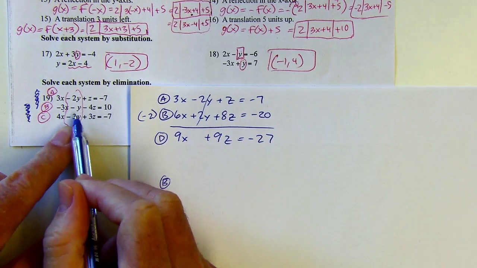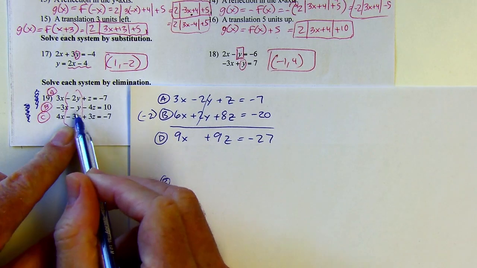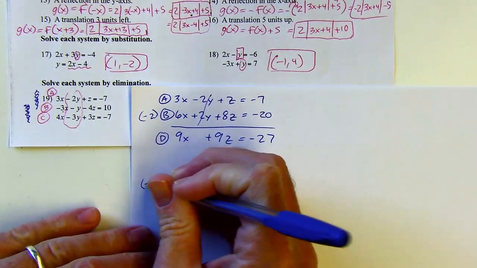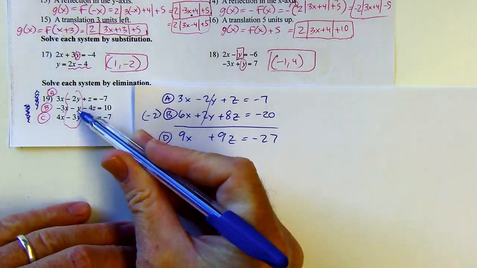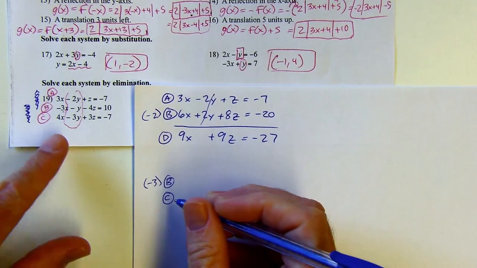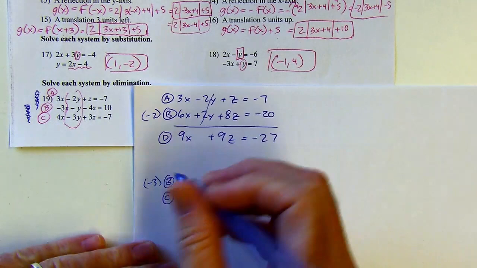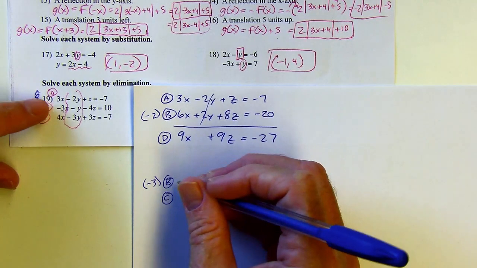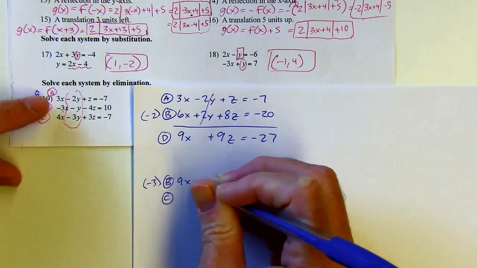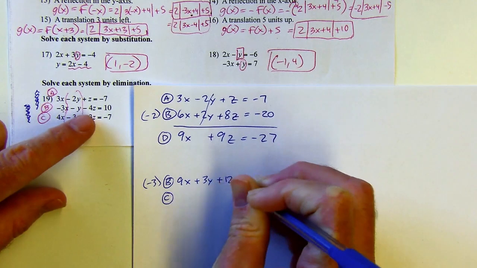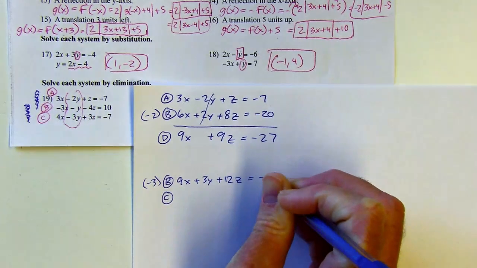Well, I might want to get it to say 3y and negative 3y. So I'm going to multiply the top equation by negative 3 because I can't just multiply that one piece by negative 3. I've got to do it to the whole equation. Okay? The equation C I'm going to just leave alone. So let's see. I'm going to carefully multiply equation B by negative 3 each part. So that would be 9x plus 3y plus 12z equals negative 30.